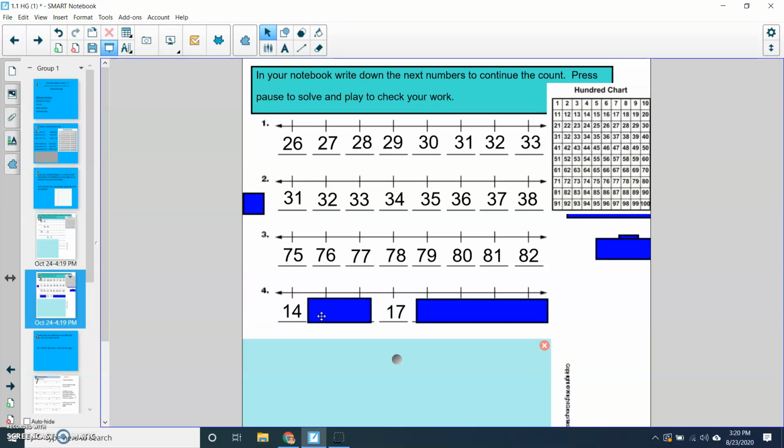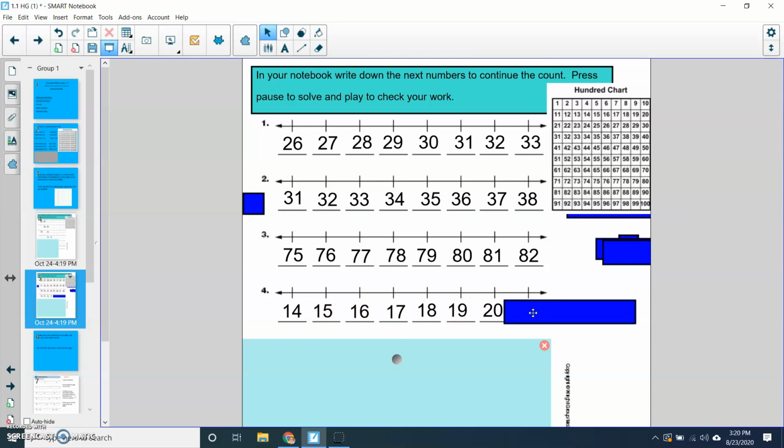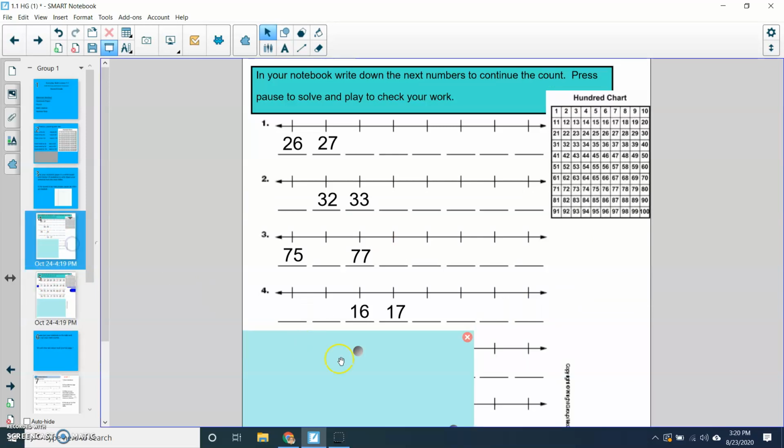So first we would have 14, 15. We already have 16 and 17. After 17 would be 18, 19, 20, and lastly 21. We'll practice 2 more. For number 5, all we have is the number 89. Can you tell me 1, 2, 3, 4, 5, 6, 7 numbers that would come after 89? Press pause and play to hear the answer.